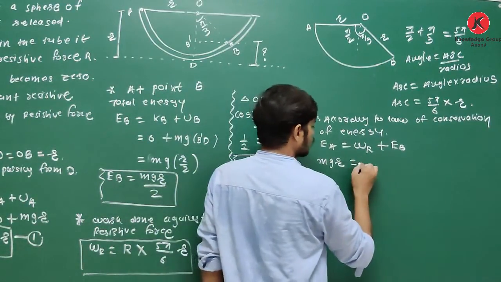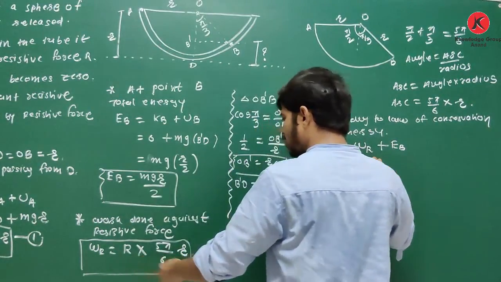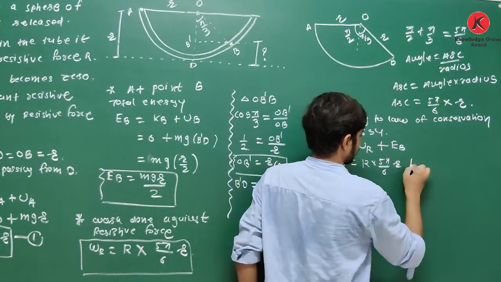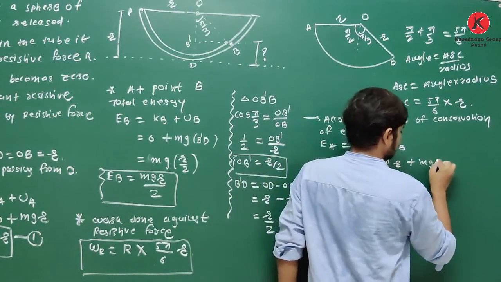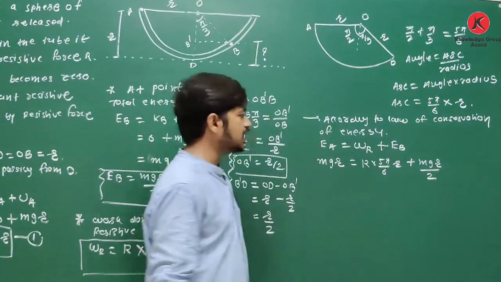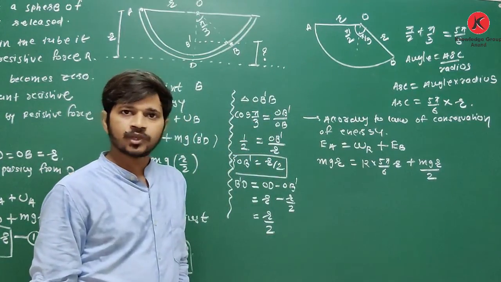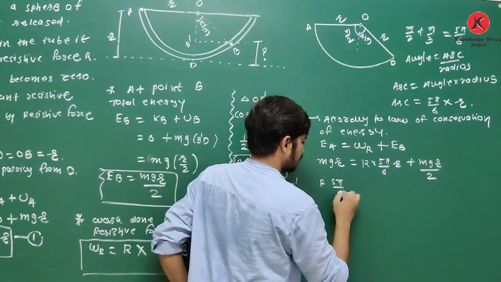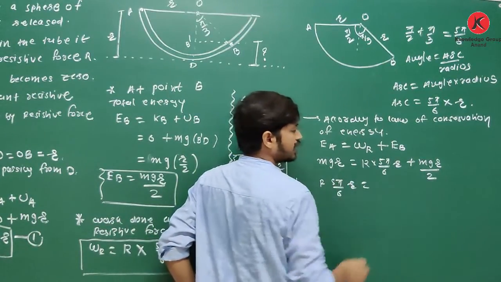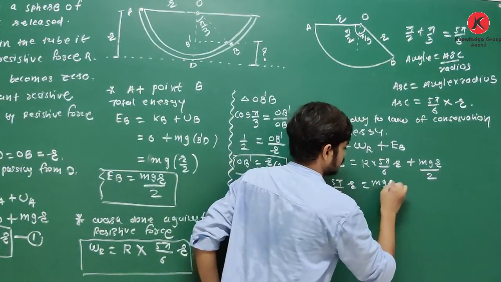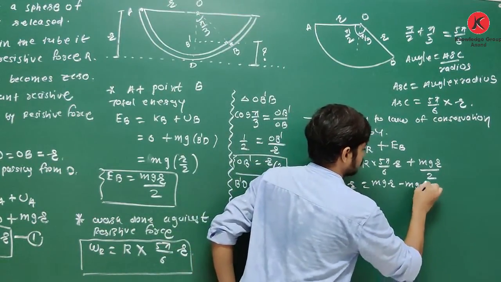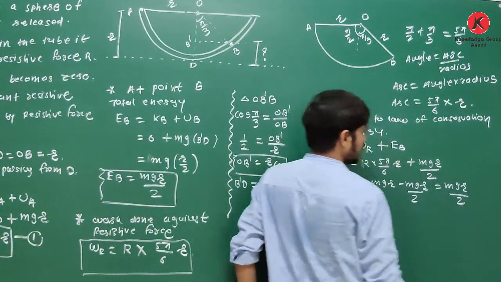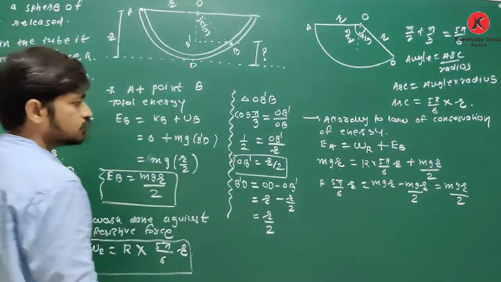Now here EA is mgr, equal to WR plus EB. What is WR? WR is R into 5 pi by 6 into r. And what is EB? It is mgr by 2. Clear about this? So R into 5 pi by 6 r is equal to mgr minus mgr by 2, and obviously that is mgr by 2. Clear about this?